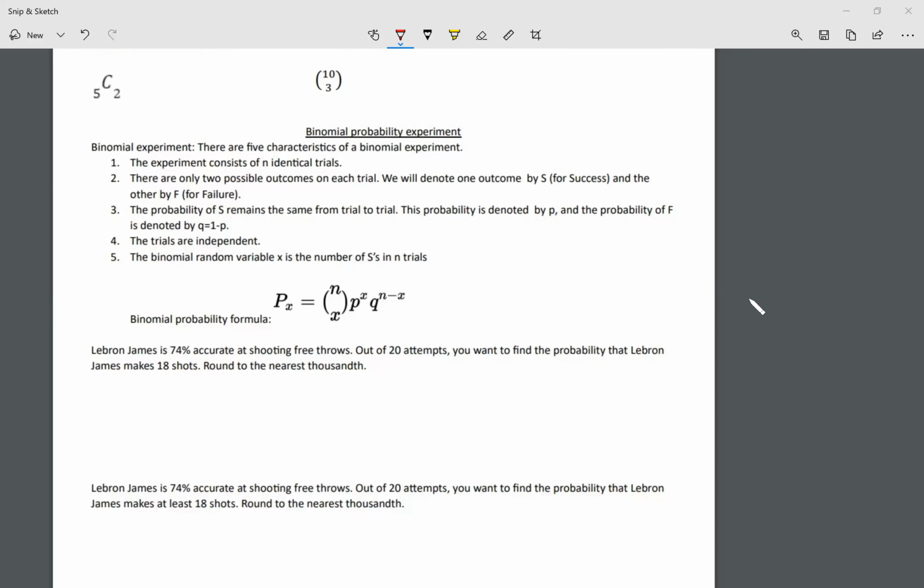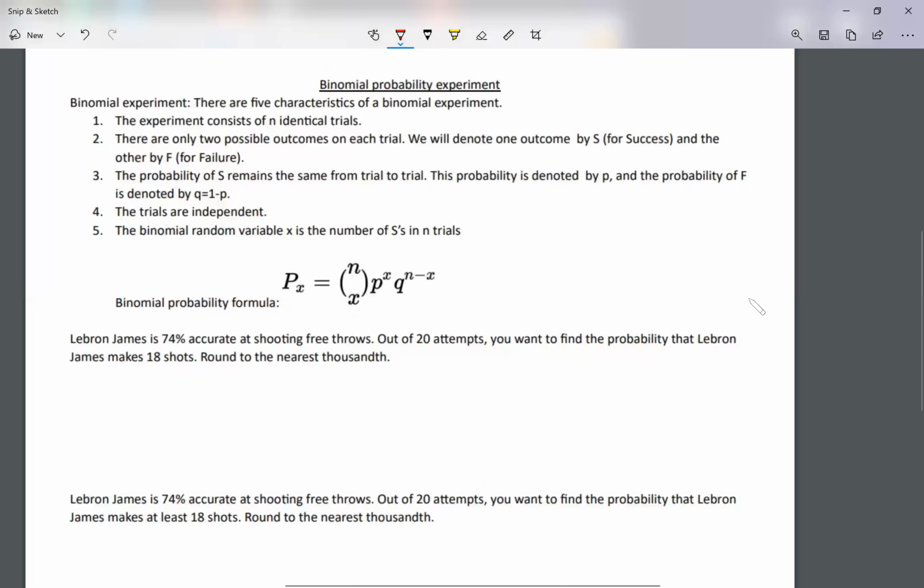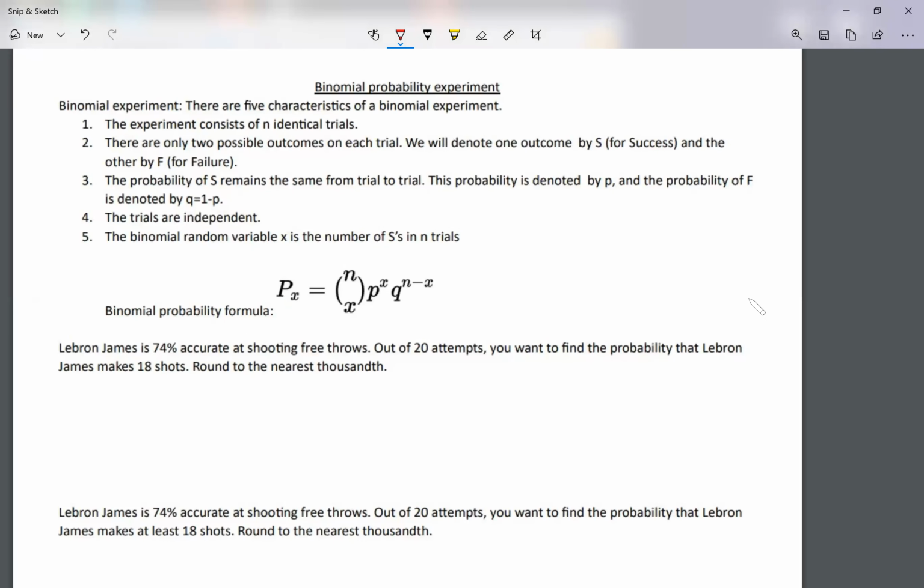Now for a binomial probability experiment, there have to be 5 characteristics. The first one: the experiment consists of n identical trials. Everything has to be the same. If I'm going to flip a coin, I'm just flipping the coin, doing the same thing, not including weight on one side. The trials that I do are identical.